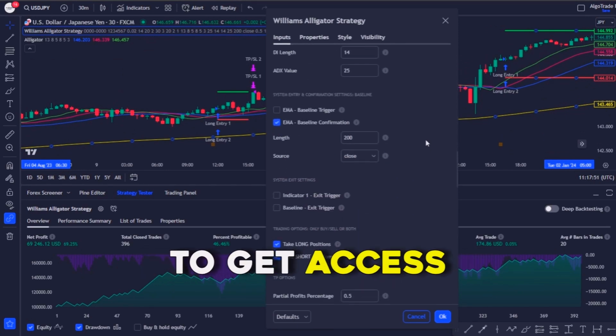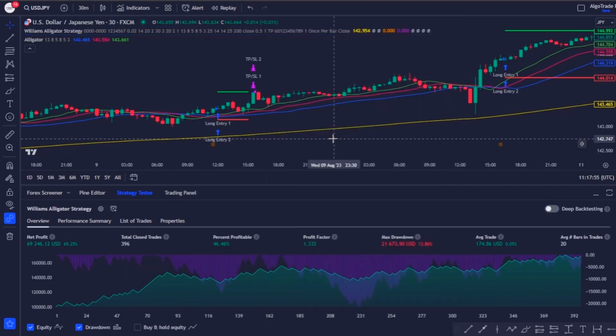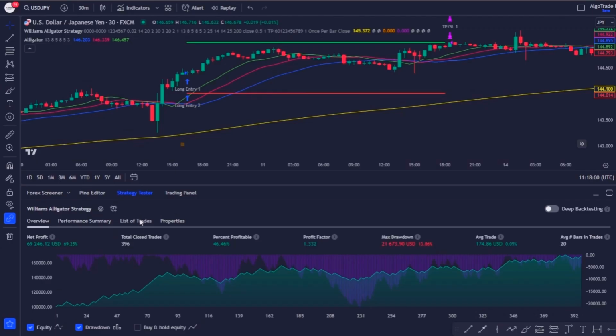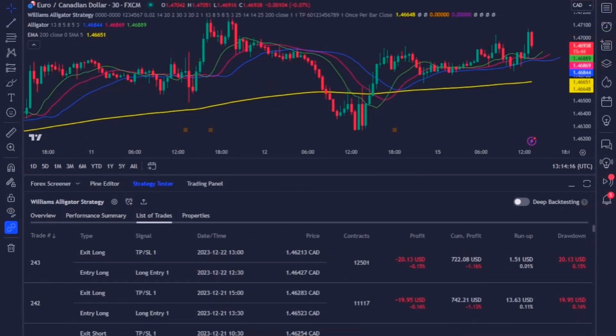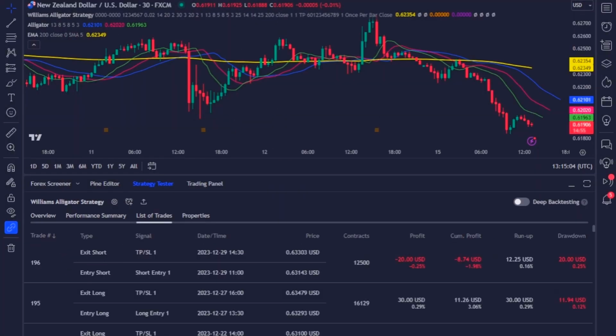If you'd like to get access to this trading tool, stay tuned until the end of the video, because now I will jump to the backtest. I will apply this trading bot on the exact Forex pairs my subscriber asked me, and I will download all the trades it performs to add them to my Excel. I will speed up the backtest, but you can slow it down in the YouTube settings to check all the results.